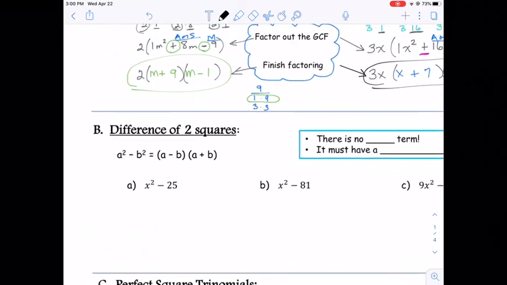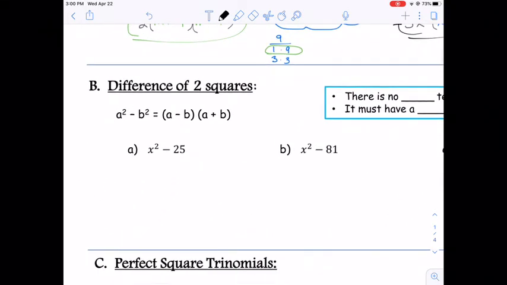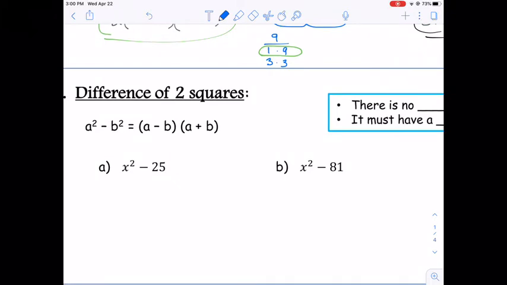So now we'll go to part B, difference of two squares. Difference of two squares is when the first term is a perfect square, it's something times itself, and the last term is a perfect square, it's something times itself. So notice I have x squared, that's x times x, and 25, that's 5 times 5. They're both perfect terms. Notice there is no x to the first power.